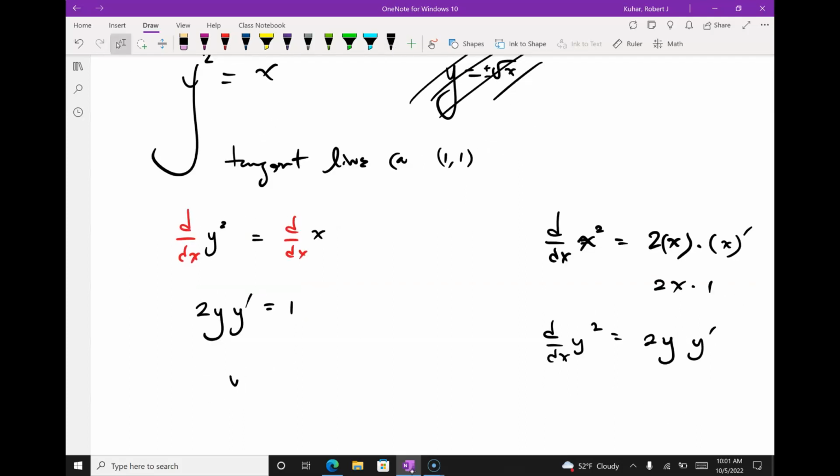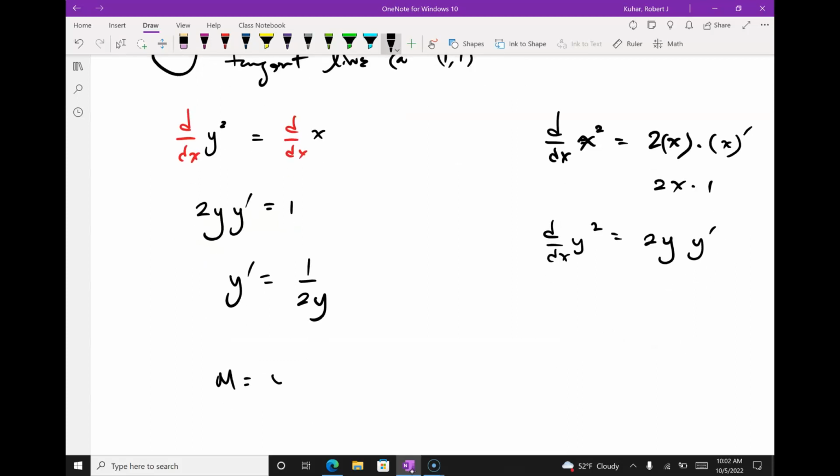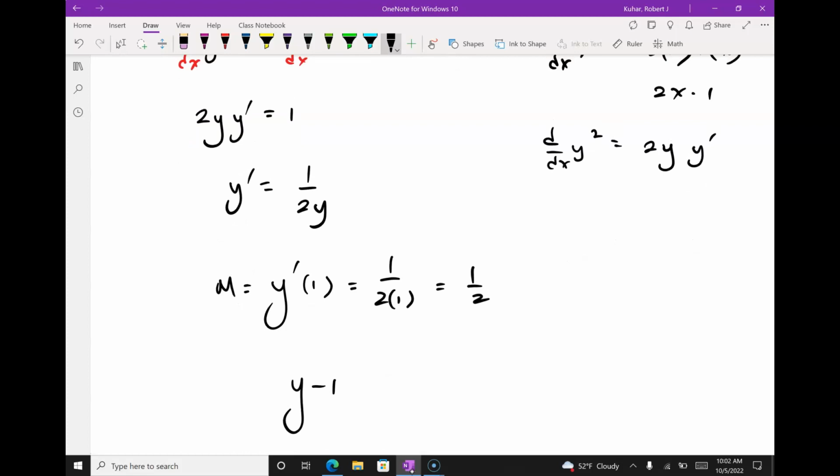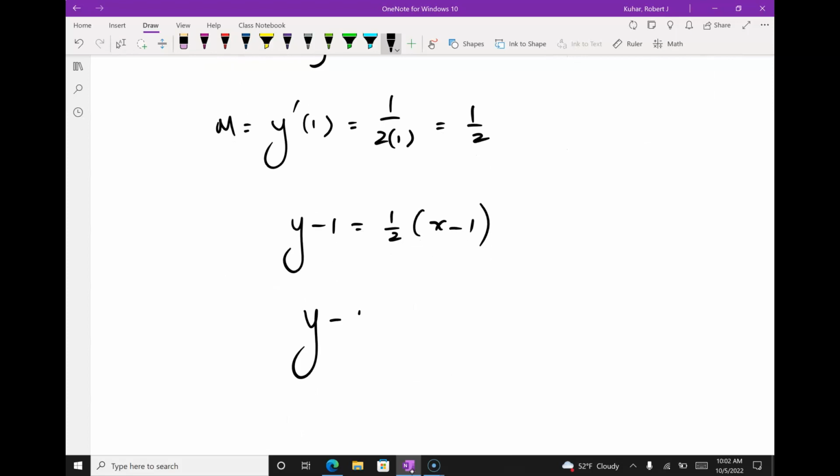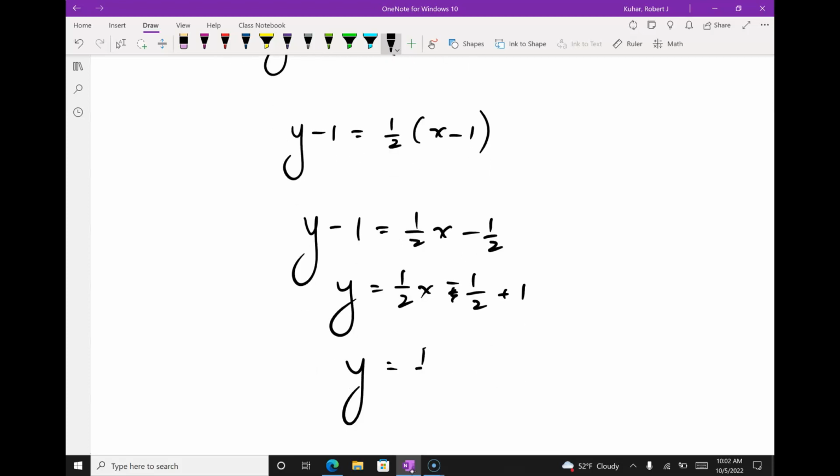Okay, so y prime here is what? 1 over 2y? And so we know m is y prime at 1, right? Because my x and y were both 1. So that's 1 over 2 times 1, which is 1 over 2. And my tangent line is y minus 1 equals 1 half of x minus 1. So y minus 1 is 1 half x minus 1 half. I'm going to add 1. Minus 1 half plus 1 becomes plus 1 half. Sorry.